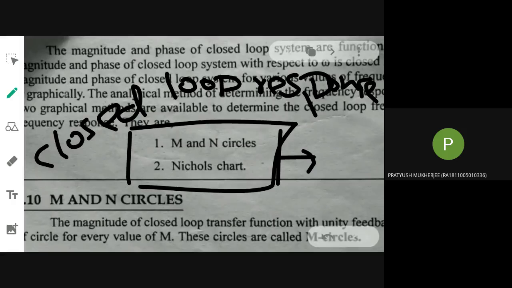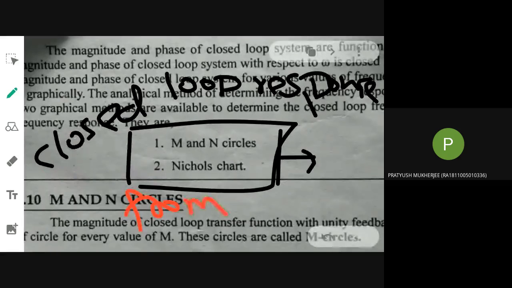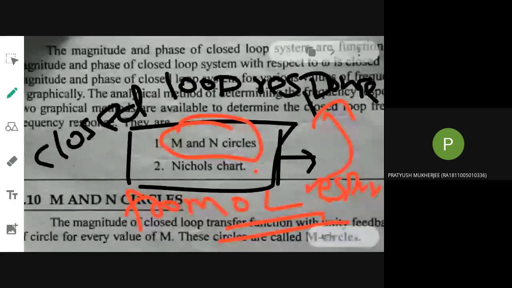Bode plot, M and N circle, and what is the other one? Nichols chart. Okay. These two methods are specially meant for obtaining closed loop response from your open loop only. From the open loop response, you will draw the open loop response first, and from that you will determine your closed loop response, and that can be obtained by two methods. One is M and N circle, and the other one is Nichols chart.